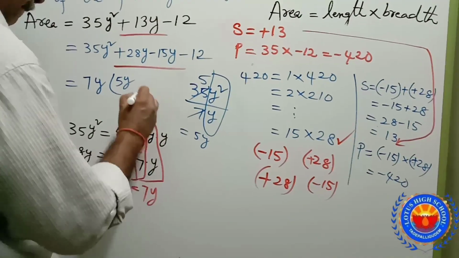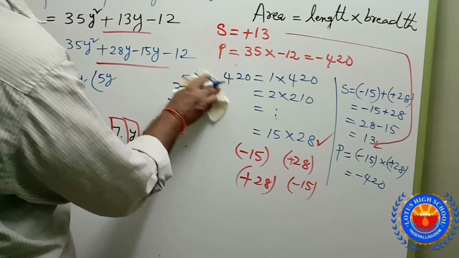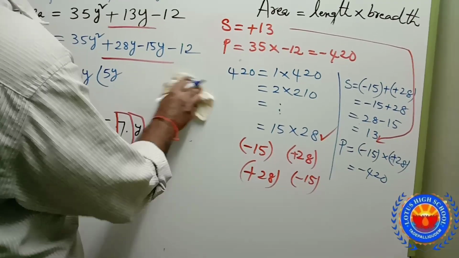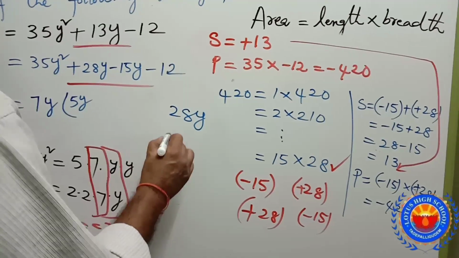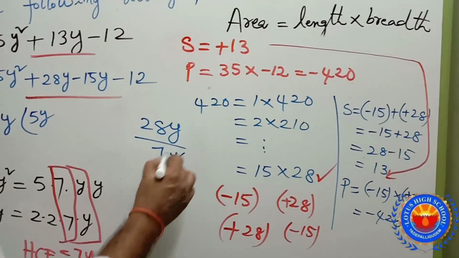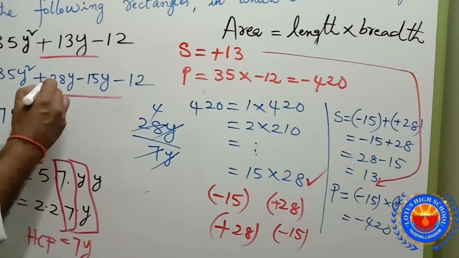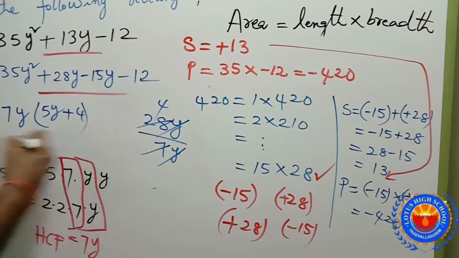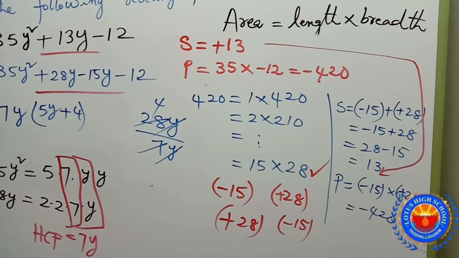Now next, plus 28y by 7y. y cancels, 4 times. That's why, what is that? Plus 4.